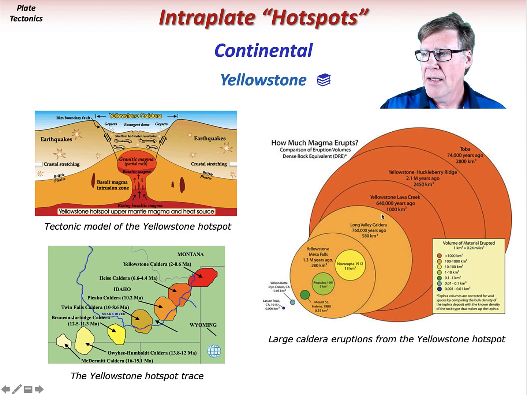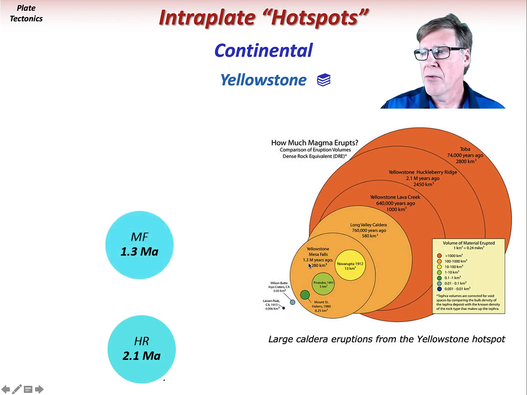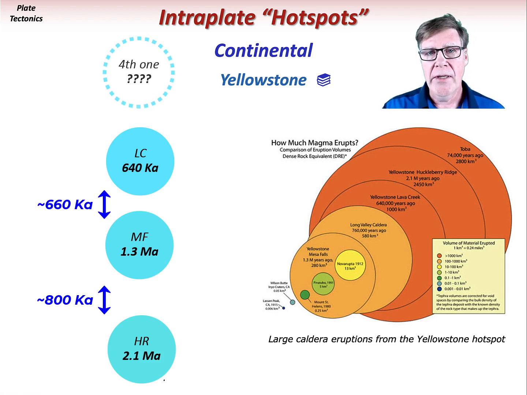One last thing, look at the timing of these. Huckleberry Ridge is the biggest one, 2 million. And then there was Mesa Falls, 1.3, so about 700,000 or 800,000 years. And then Lava Creek, and this one was about 700,000 years or so from this one, a little bit less. And so if there's a fourth one, it should be happening any time now. And that's what has people studying Yellowstone very closely, because it is thermally active. There's magma down there. And if we just look at the cycle, we are pretty much in that period where this kind of eruption could occur.